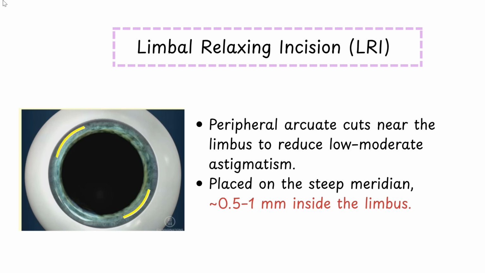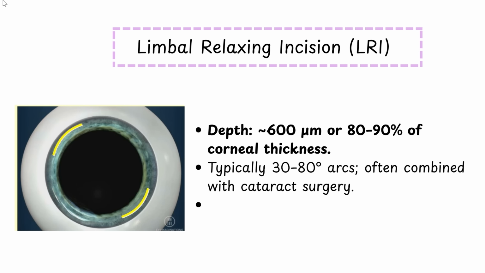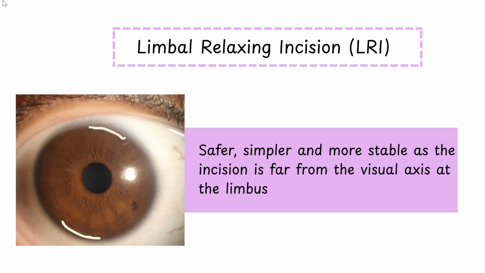The third type of incision is the limbal relaxing incision, and these are also astigmatic keratotomies. Limbal relaxing incisions are similar to arcuate incisions, but they are placed much closer to the limbus, about 0.5 to 1 millimeter inside the limbal margin, and their arc length ranges from 30 degrees to 80 degrees with an incision depth of around 80% to 90%. They are mainly used to correct low to moderate astigmatism, especially during cataract surgery. They are simpler, safer, and more stable compared to arcuate keratotomies because the incisions stay far from the visual axis.